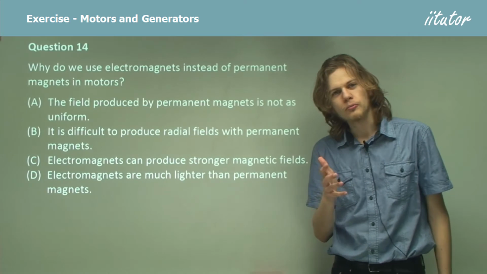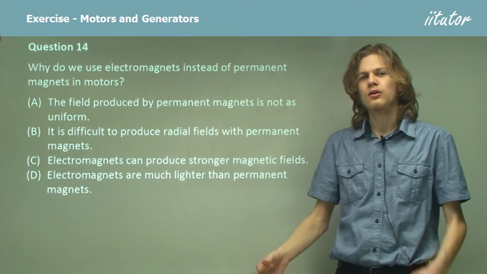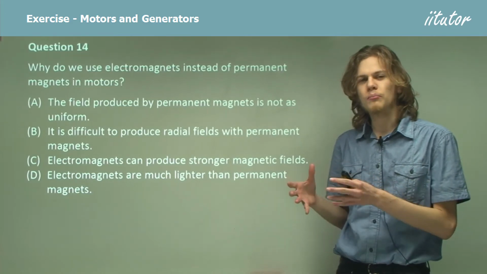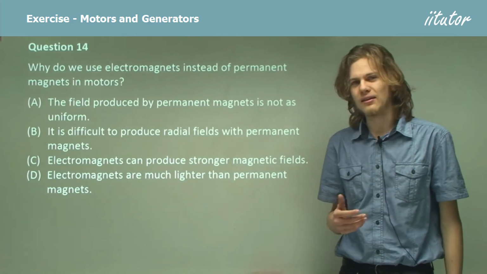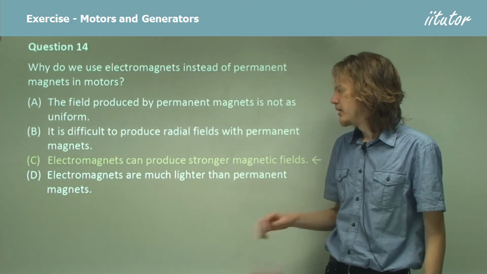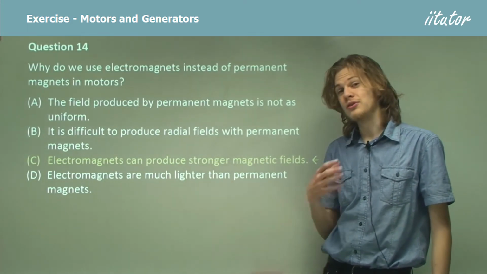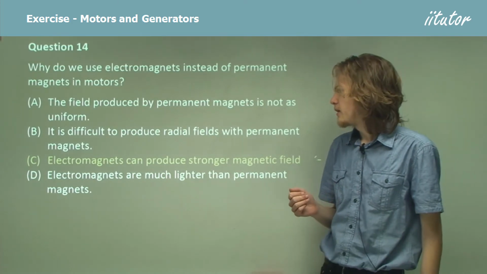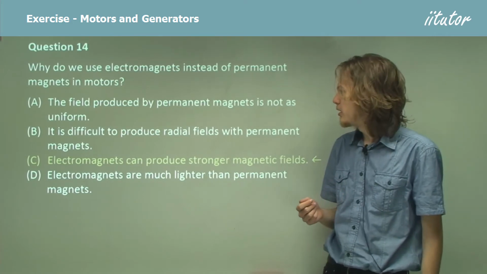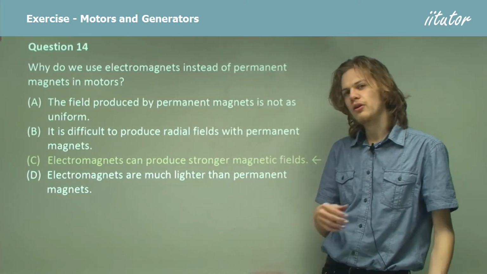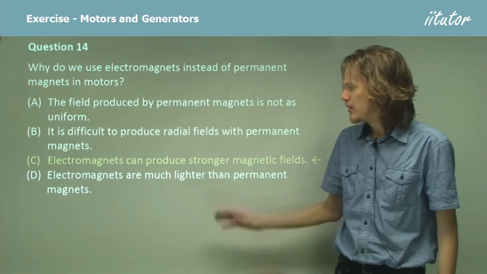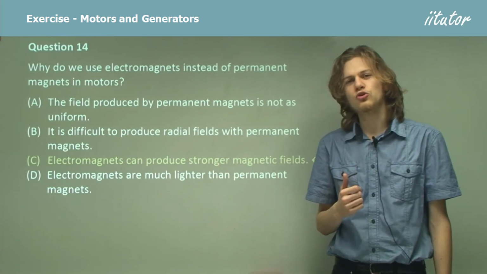And it is possible to produce strong magnetic fields with permanent magnets. However, it's much easier to produce strong magnetic fields with electromagnets. So, C is the correct answer. D may also be true, depending on the size of the permanent magnet. Radial fields don't really relate to the problem of motors, and the field produced by each sort is about as uniform. The main reason is because electromagnets tend to produce stronger fields.